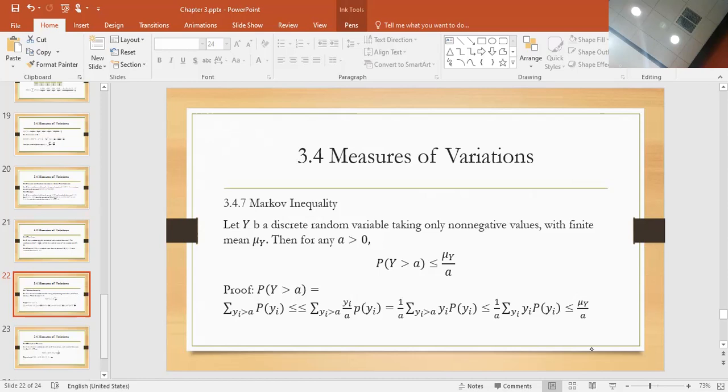So this is an estimation of the probability. If you have the mean of a random variable given any positive number, the proportion of values that are bigger than that positive number is at most the mean divided by the positive number.